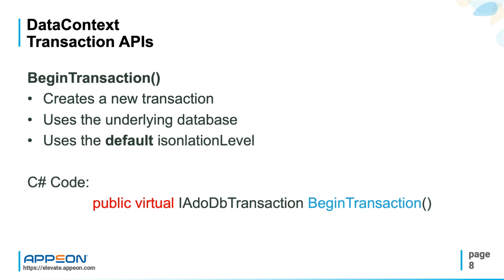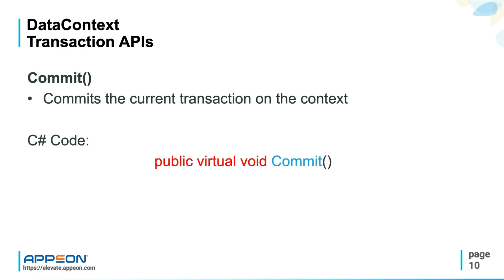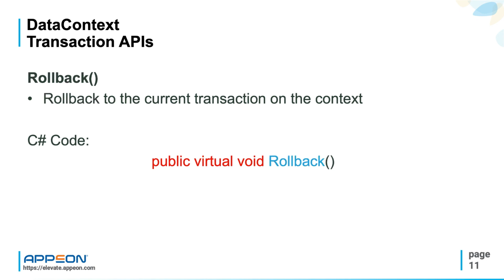The first one we'll look into is the Begin Transaction API. It creates a new transaction. It uses the underlying database, and it uses the default isolation level. Next, we'll look into the same overloaded API. The difference is that you set a specific isolation level with it. This one is very simple. It commits basically the current transaction from the database. And this one rolls back the transaction.